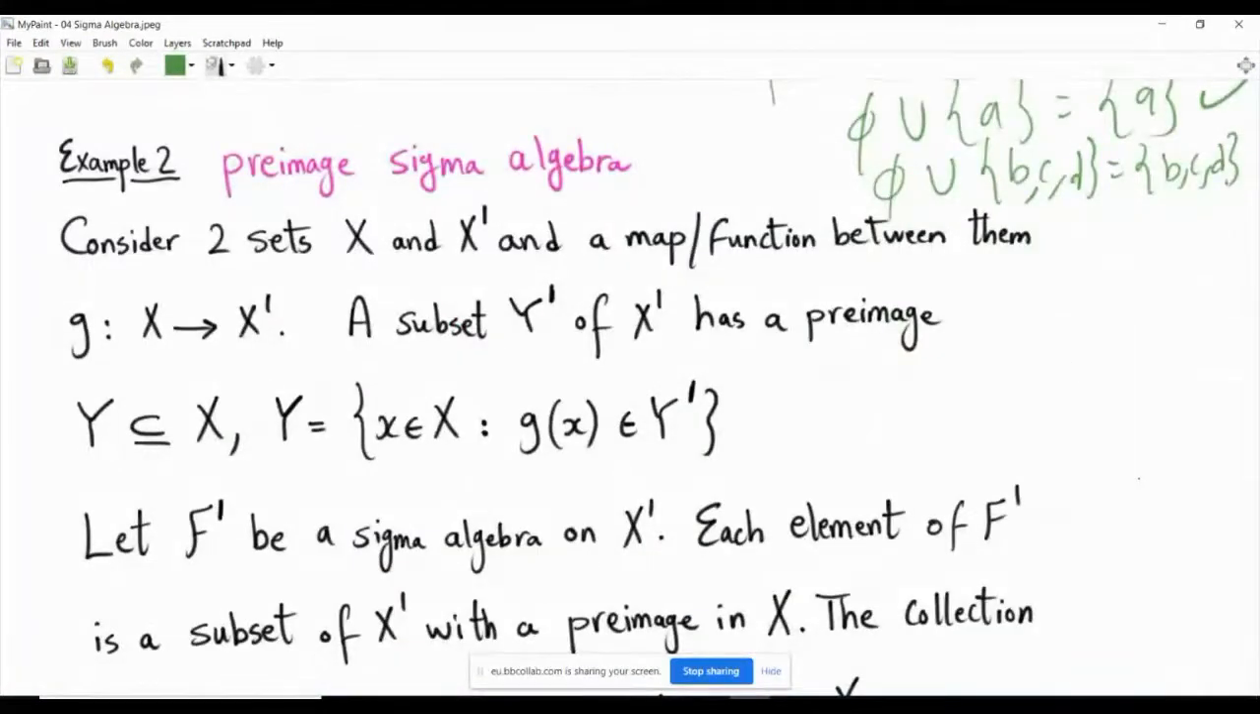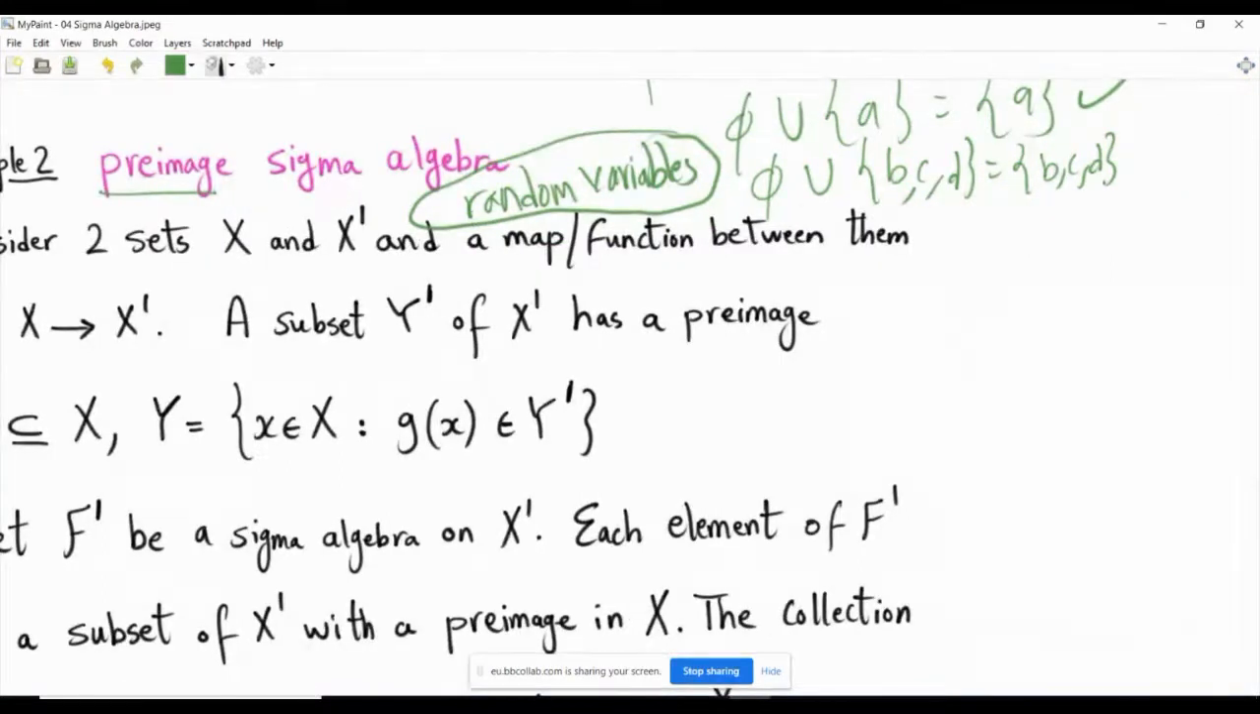An example of a sigma algebra, the proof of which is in the notes. I will just explain the example because it's actually very related to random variables. So this is very related to the concept of a random variable. It's called the pre-image sigma algebra.